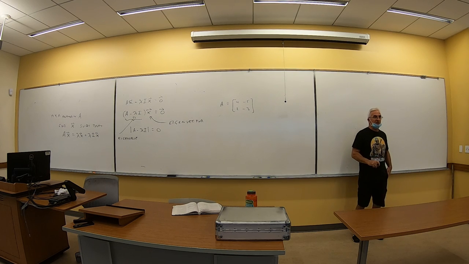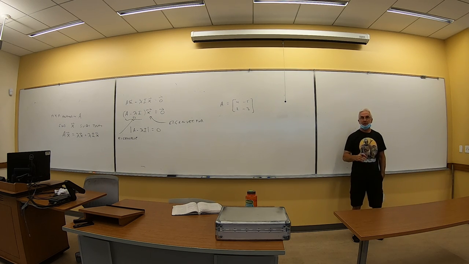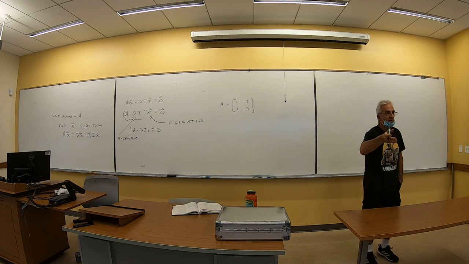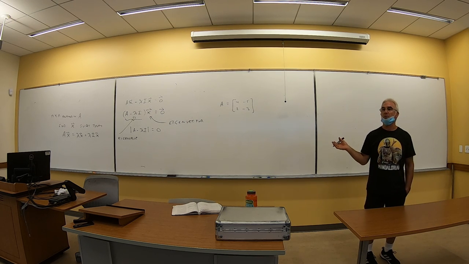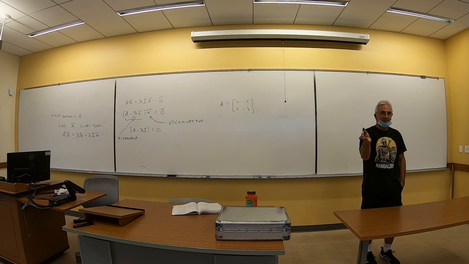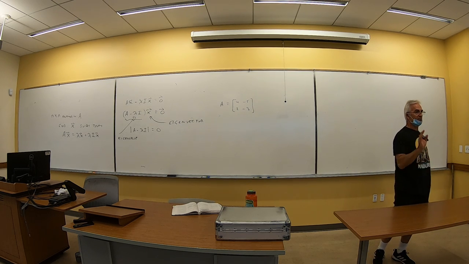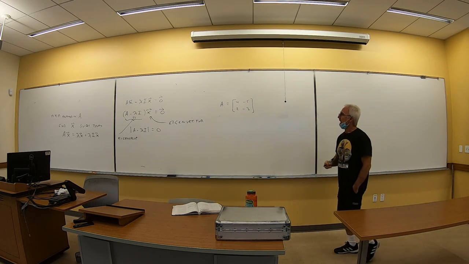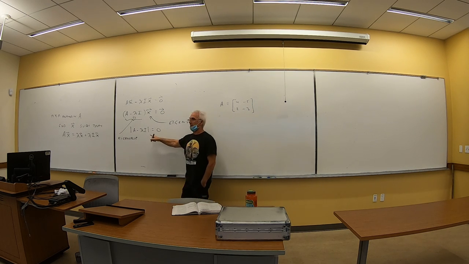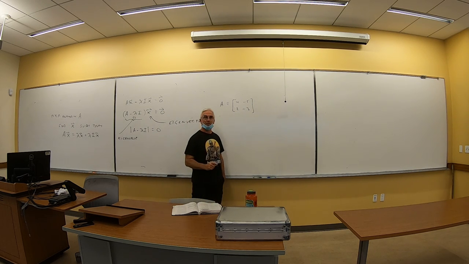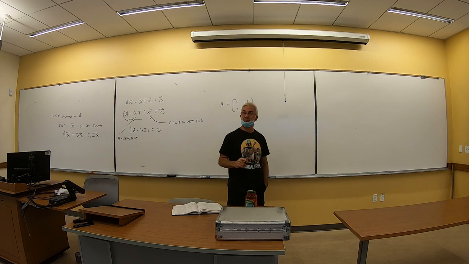Now, where is this matrix coming from? I'm just making it up. No, it is the standard matrix of some linear transformation. Every matrix you'll ever work with from now on is the standard matrix of some linear transformation. I just want to start with the matrix. I want to do this problem right here. I'm going to take it from start to finish so you see the whole process.